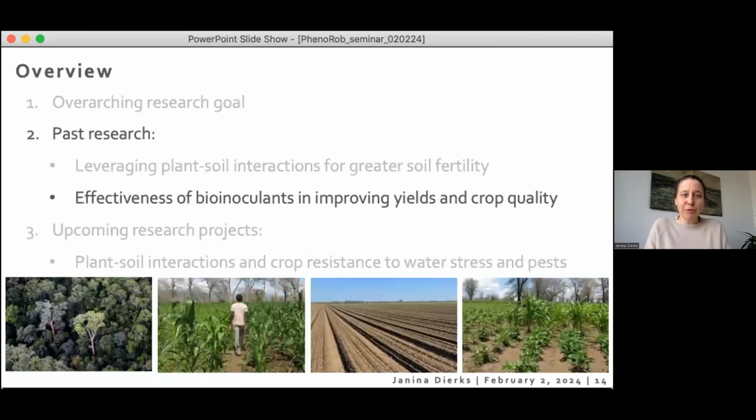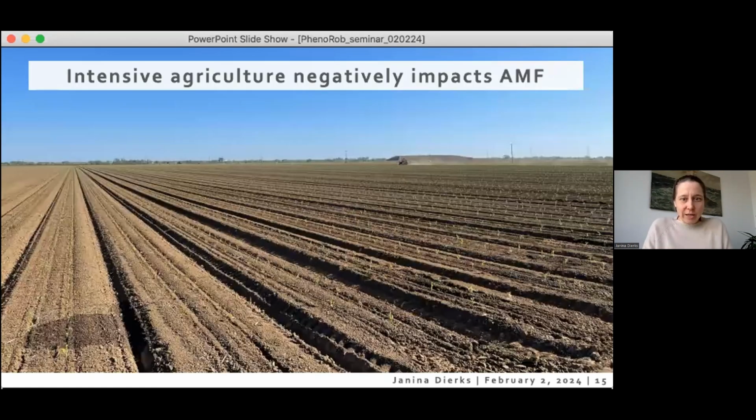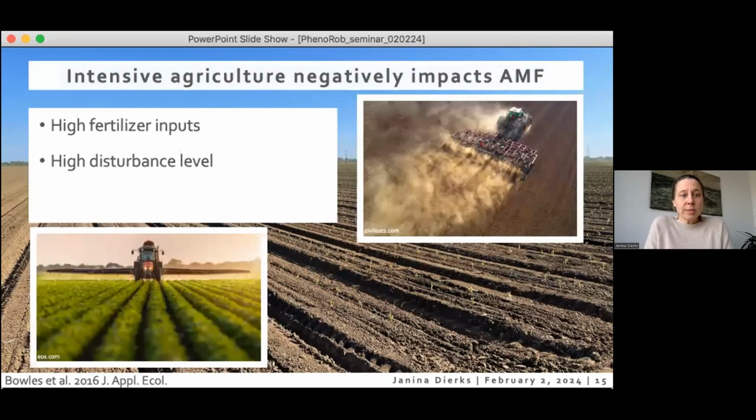Okay, so now let's move from the low-input agroforestry system in Malawi to an intensive horticultural production system in California. Intensively managed agricultural systems, such as shown in the photo, typically show a lower mycorrhizal abundance and diversity than natural systems. And there are two likely reasons for this. One, crops are well supplied with nutrients. And two, intensive soil management presents a high level of disturbance, breaking mycorrhizal networks. And both of these factors affect the functioning of the symbiosis.